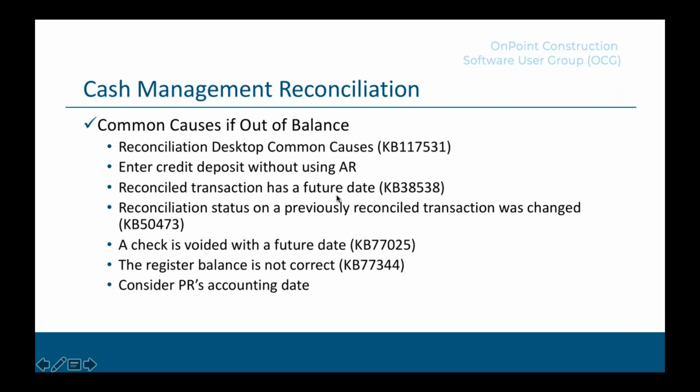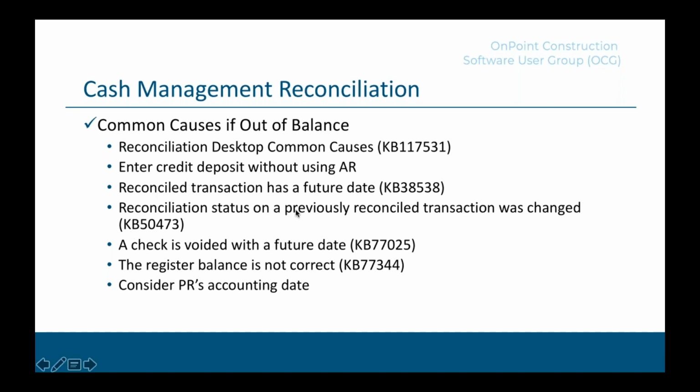That's the bulletin. So if something cleared your bank on the reconciliation today, but you have it in there with an accounting date for next month, well, that would put it out of balance to the general ledger because it hadn't hit the general ledger yet according to the accounting date.